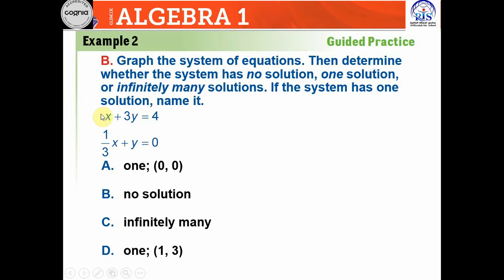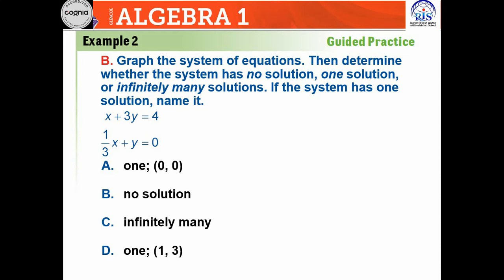Here also the same: x plus 3y equals 4, and 1 over 3 x plus y equals 0. Always make the equation in slope-intercept form, meaning make y alone. Here, I make y alone: I shift 1 over 3 x to the right, and you will get y equals negative 1 over 3 x. Here, if I do the same, I shift x, it becomes negative x, then I divide by 3, and I will get y equals negative 1 over 3 x plus 4 over 3.